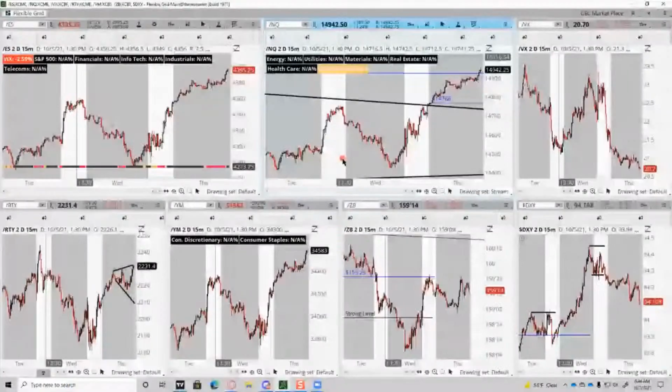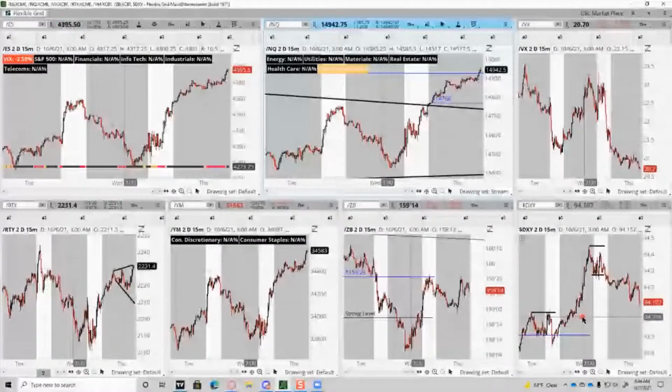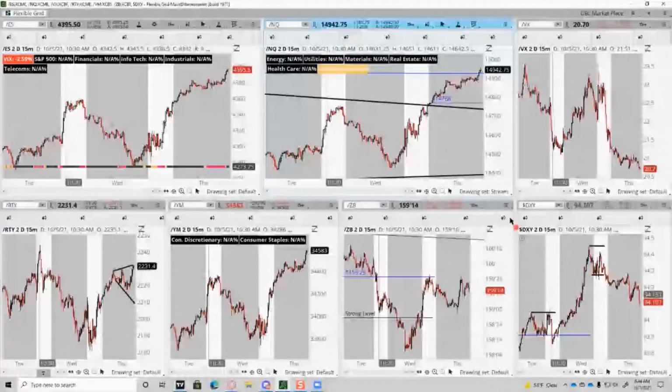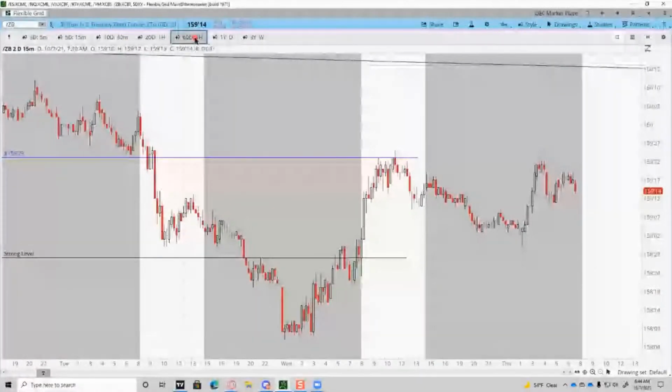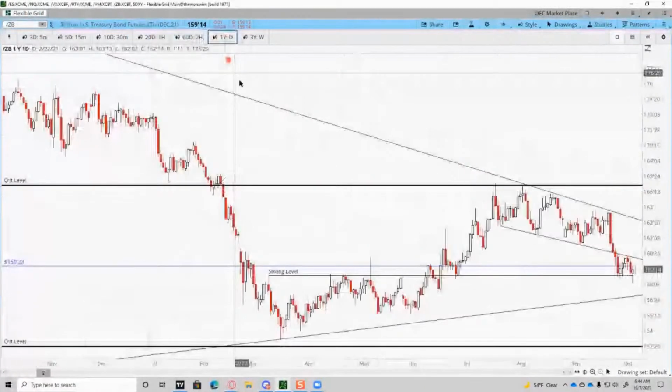So we've had the dollar continue to fade. We've had a range-bound bond market, which is not necessarily a bad thing. Kind of zoom out here a little bit.